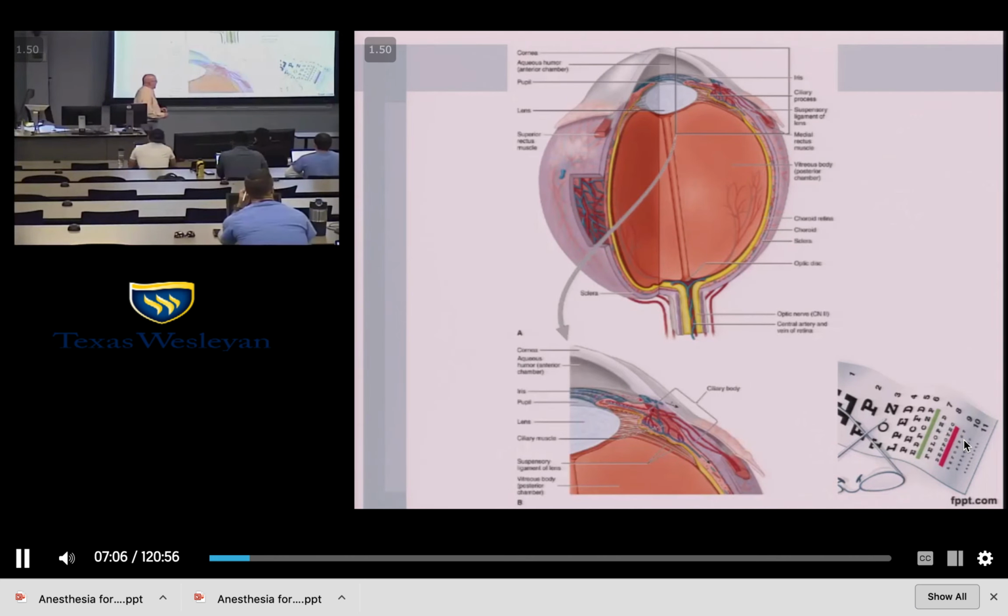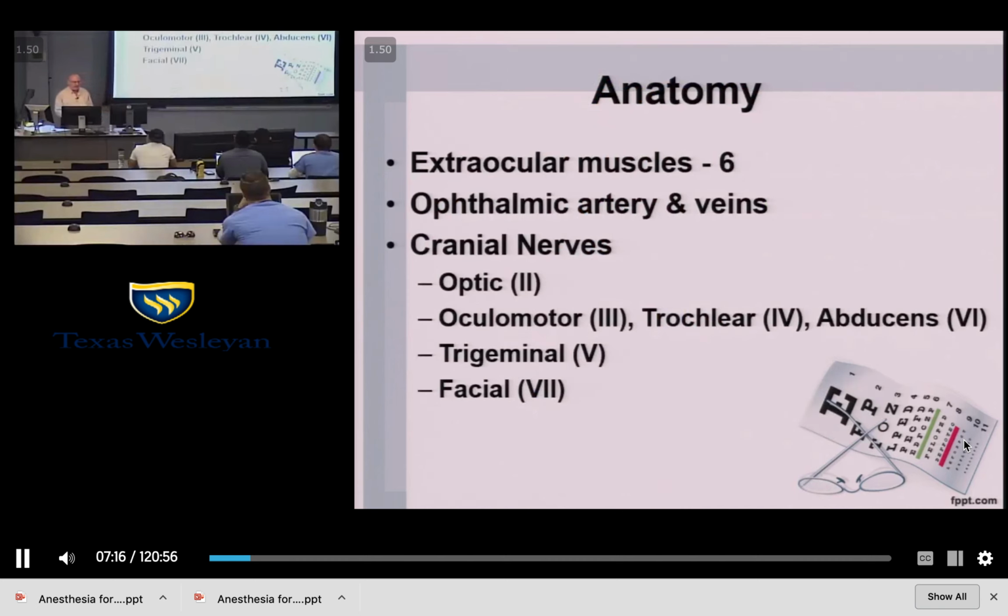I don't expect you to be able to remember this slide, nor do I expect you to be able to label anything on a test. I'm just putting it here for your information. I can't remember exactly which reference it came out of. There are 6 extraocular muscles that move the eyeball all around. The ophthalmic artery is a branch of the internal carotid artery and provides most of the blood supply to the orbital structures. Remember that.